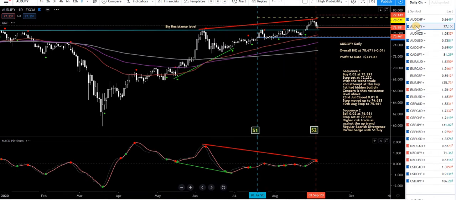All right, Aussie Japanese yen, a buy back here, S1, stop in place there, so we're locking in profit there, which is good. Sell here on Friday, stop up here. My overall break even for both trades is this yellow line. Because it's net negative 0.01, as long as price remains below that yellow line, I'm in profit overall for both trades. So it's looking all right. Big resistance level up here, as you can see by my notes. And you can see the MACD platinum down here, what it's doing, it's all a bit tight.